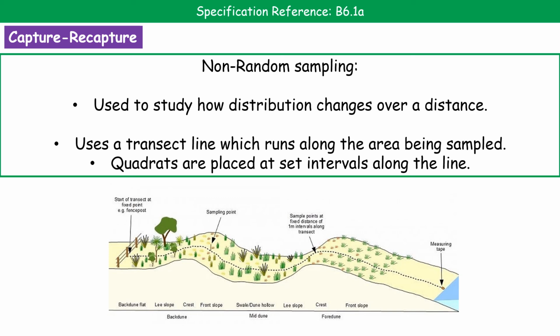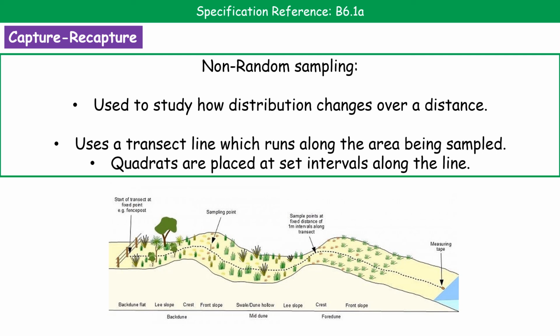Second option, the non-random sampling. This is when we actually want to study something. So if we wanted to see how distribution of populations change over a certain distance, so whether it be how the population of different plants changes as you move from the shade under a tree into the bright sunlight, is it that we're looking at how the populations change as we move away from the sea and further up a beach, like the picture down there?